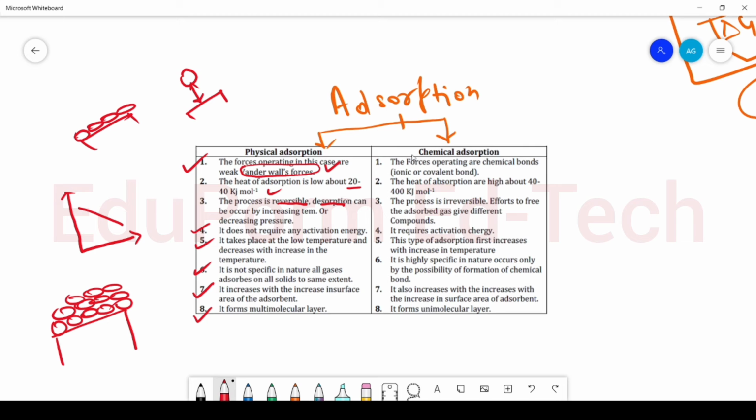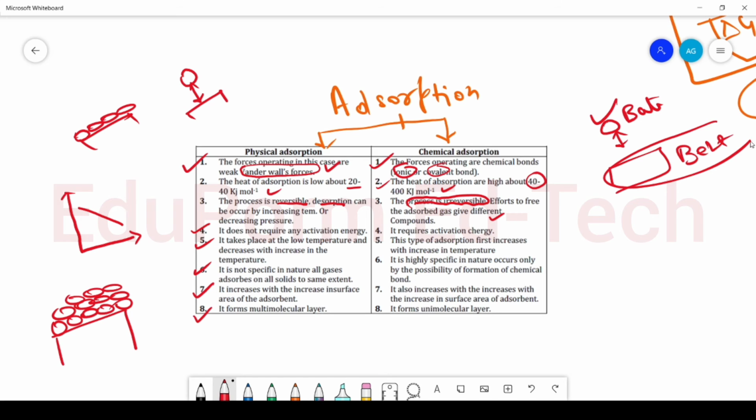Now chemical adsorption. In case of chemical adsorption, the forces acting between adsorbate and adsorbent are chemical forces like ionic or covalent forces. The heat of adsorption is also high, between 40 to 400 kilojoule per mole. This process is irreversible, that means desorption cannot be done easily. Efforts to free adsorbed gases give different compounds. If we try to remove the adsorbate, we may get a different compound instead of the pure adsorbate.